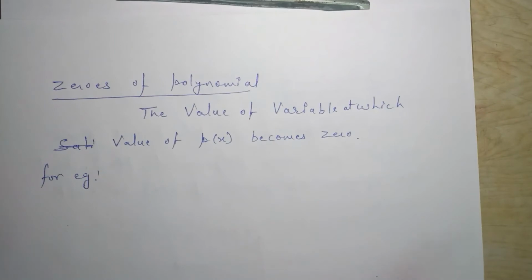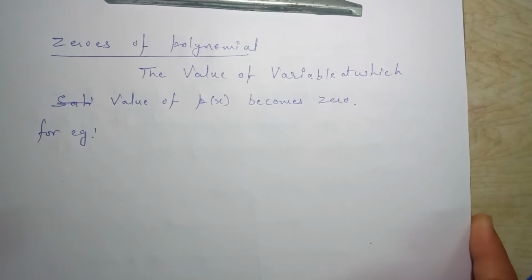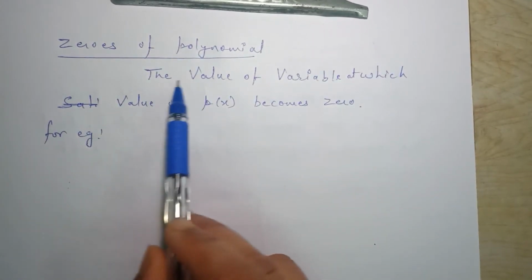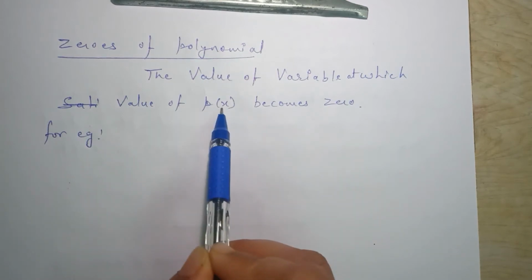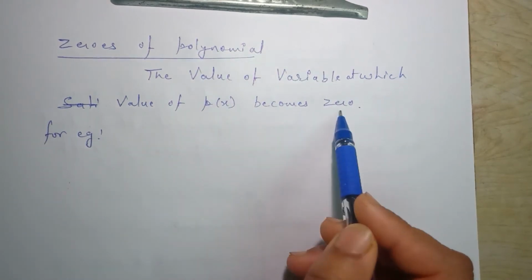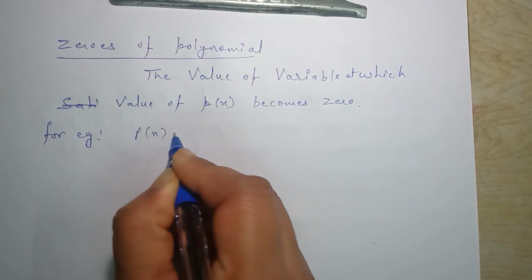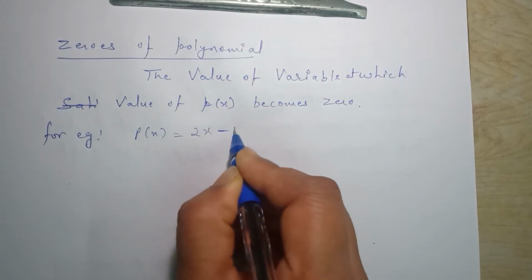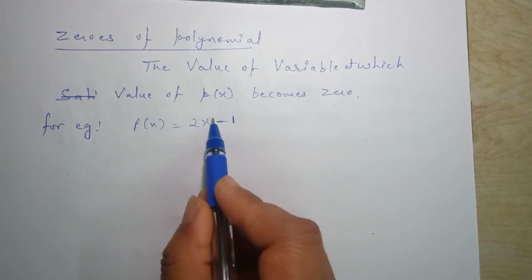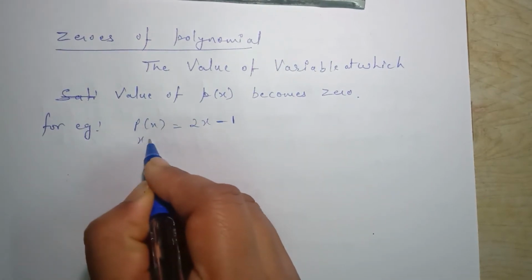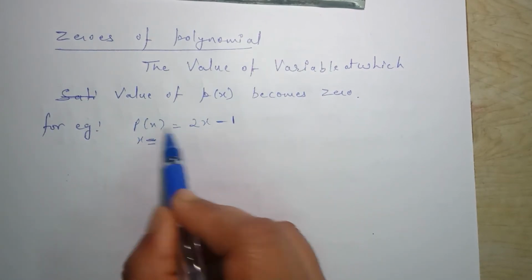Next, zeros of a polynomial. What are zeros of a polynomial? We very well know, in class 9 we have studied. Let us revise. The value of the variable at which the value of p(x), meaning the polynomial, becomes 0. Suppose I am taking one polynomial, p(x) equal to 2x minus 1. So we have to decide the value of x, such a value on putting which, after calculation, we get the value of the polynomial equal to 0.